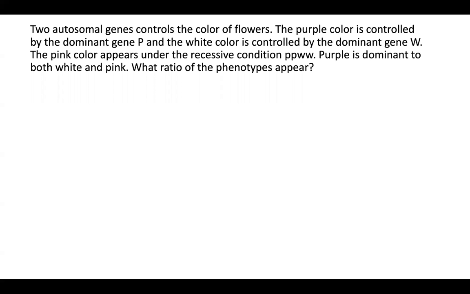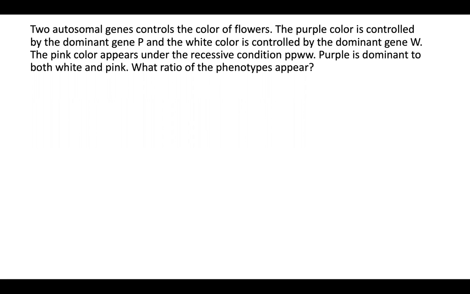Two autosomal genes control the color of flowers. The purple color is controlled by the dominant gene P, and the white color is controlled by the dominant gene W. The pink color appears under the recessive condition little p, little p, little w, little w. Purple is dominant to both white and pink. What ratio of phenotypes appear?